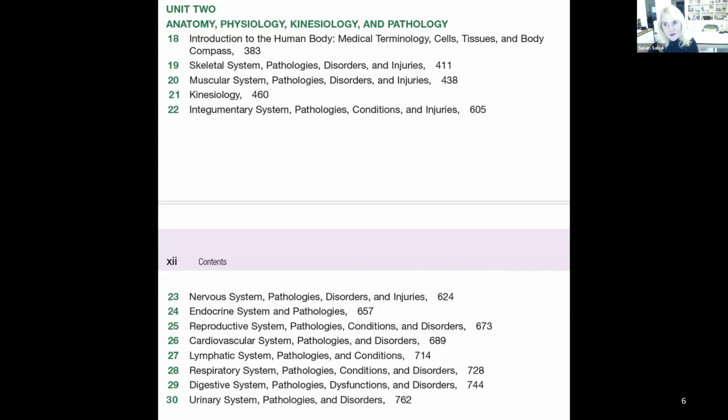Now, I had to do a weird screenshot on this one because it overlapped 2 pages, but the A&P and pathology is 18 through 30. You can see all the major body systems are here, from skeletal system, cardiovascular system, respiratory system. But look at kinesiology. This is another one. It's almost 200 pages. So we went a lot into this one, and I separated into lessons.